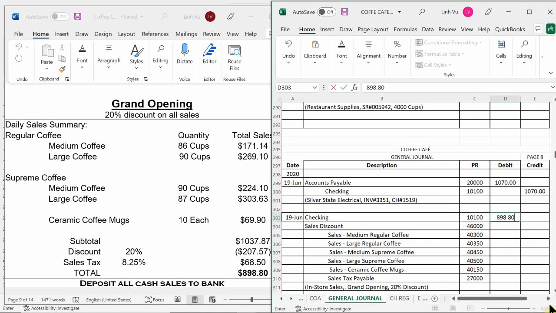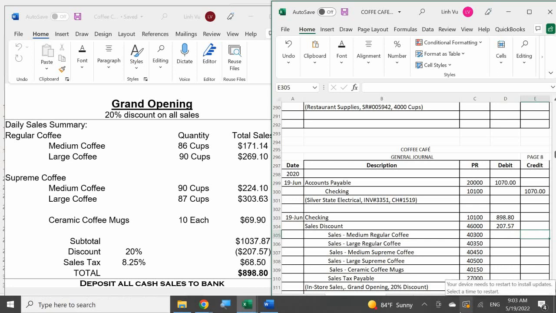So, checking, how much should I have? $898.80. Okay. Discount is $207.57. Sales for the medium coffee is $171.14. Large regular is $269.10. Medium supreme $224.10. Large supreme $303.63, and the coffee mugs I sold $69.90, and the tax is $68.50.